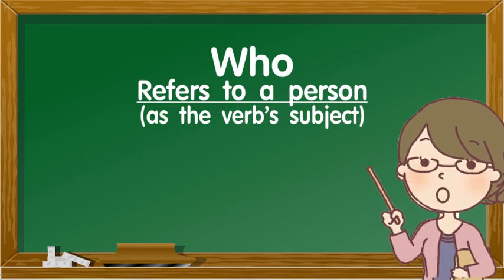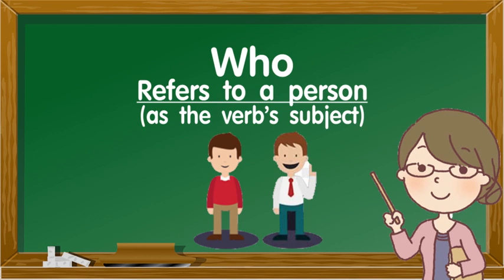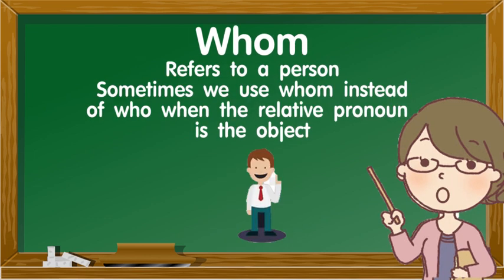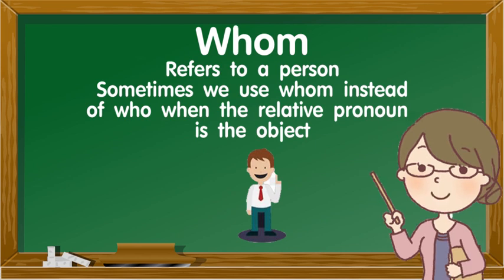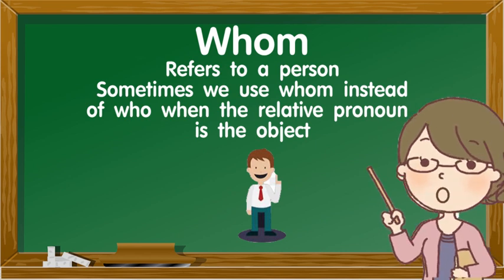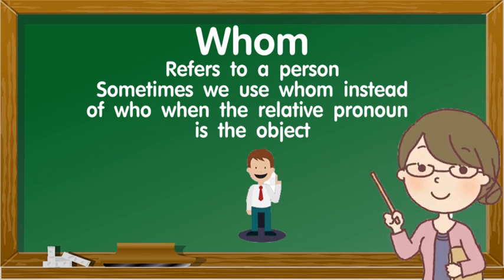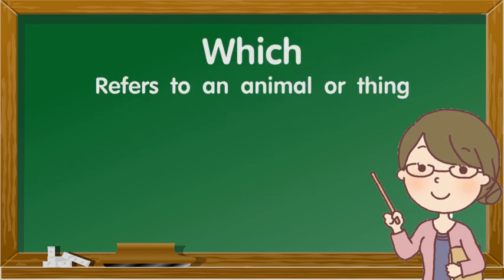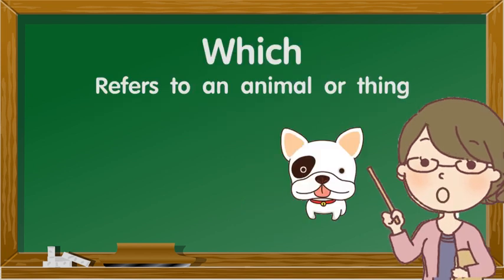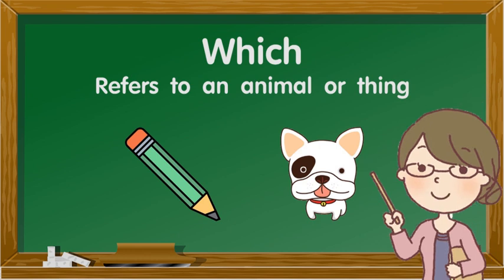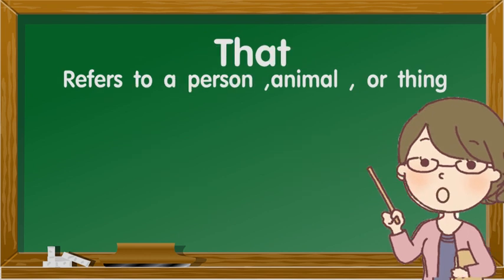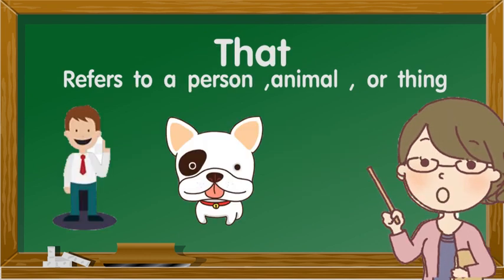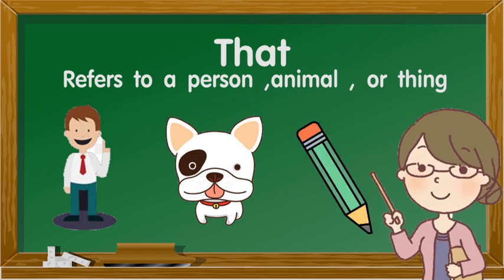Who refers to a person as the verb subject. Whom refers to a person. Sometimes we use whom instead of who, when the relative pronoun is the object. Which refers to an animal or thing. That refers to a person, animal, or thing.